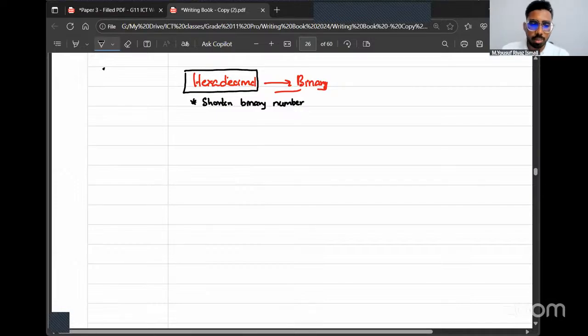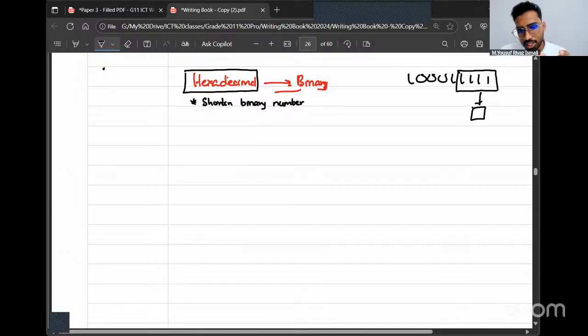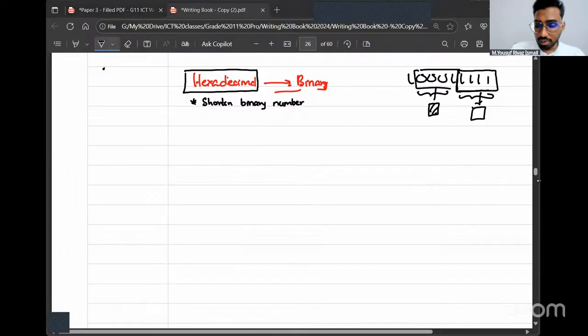Octal shortened the numbers by grouping into 3 bits by 3 bits. Hexadecimal shortened the numbers by grouping the whole binary number into 4 bits by 4 bits, which means these four binary digits are going to represent one hexadecimal digit. They group four binary digits together and they gave a value for it. That's how the whole conversion works.